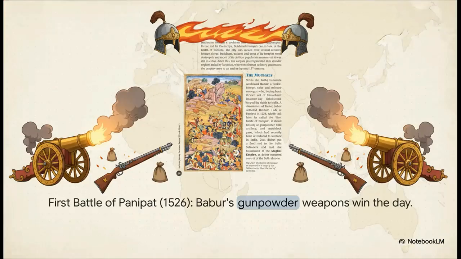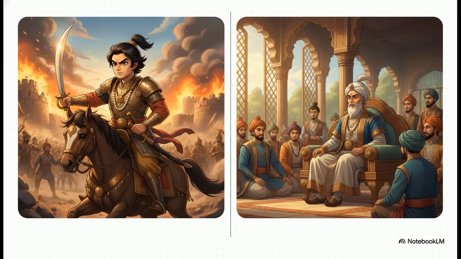The year is 1526. A ruler from Central Asia named Babur is facing the massive army of the last Delhi Sultan. He's hopelessly outnumbered, but he has an ace up his sleeve: technology. We're talking gunpowder, cannons, and guns. This technological edge completely crushed the Sultan's forces, ended the Delhi Sultanate for good, and laid the foundation for the mighty Mughal Empire.